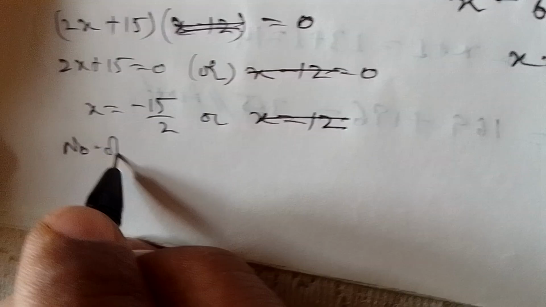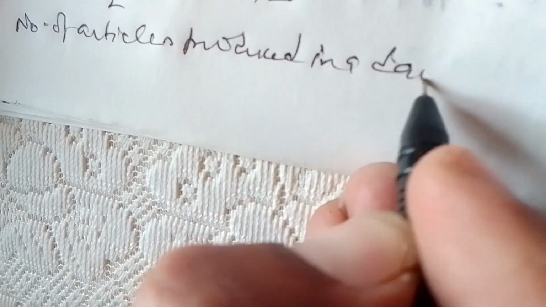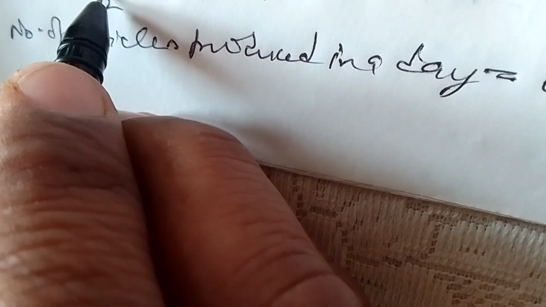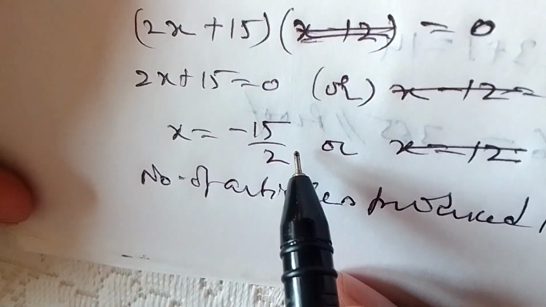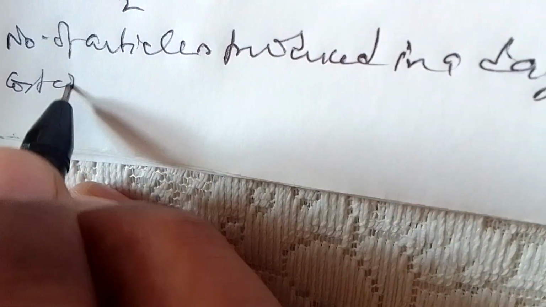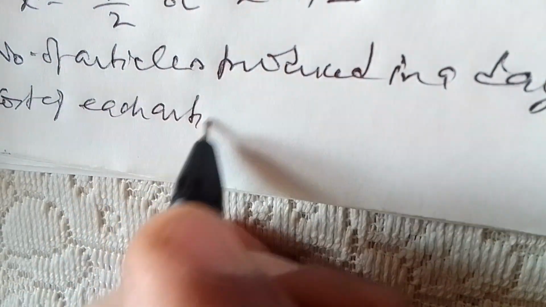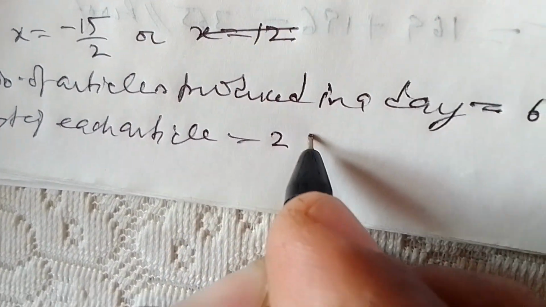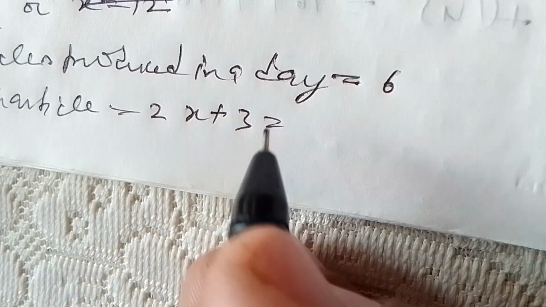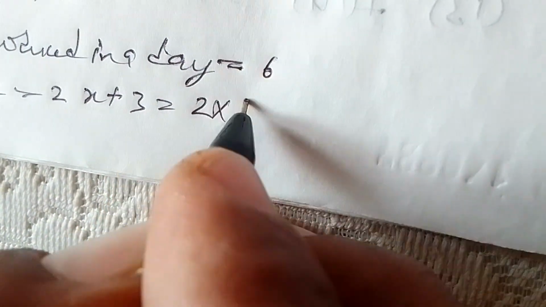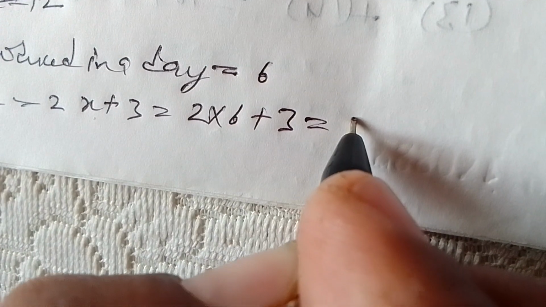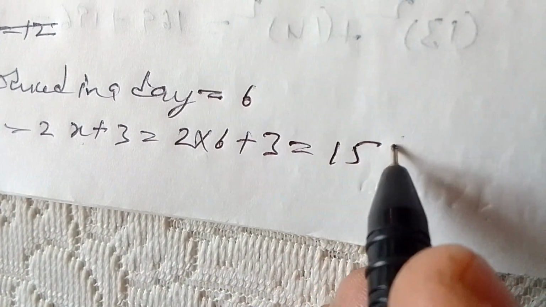The number of articles produced in a day comes out to be 6, because we have rejected the negative value, since negative articles are not produced. So the cost of each article according to the question becomes 2x plus 3. Putting the value of x as 6, 2 multiplied by 6 plus 3, it comes out to be 15. So this is the answer, 15 rupees.